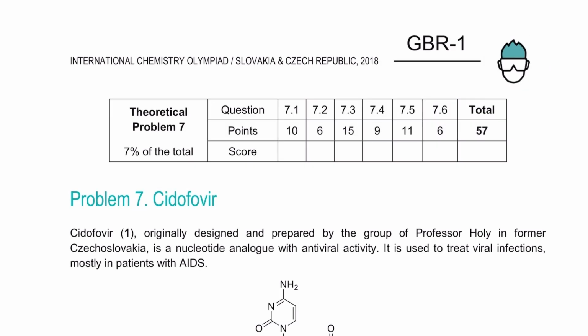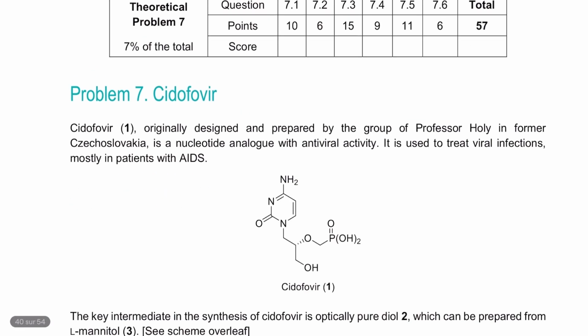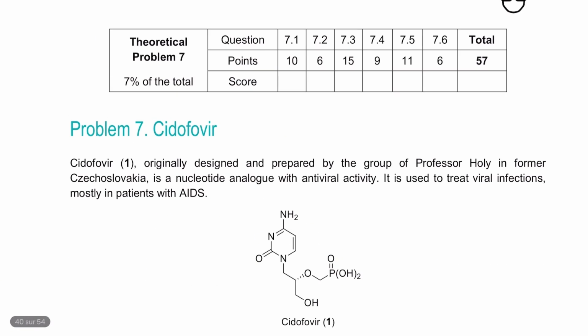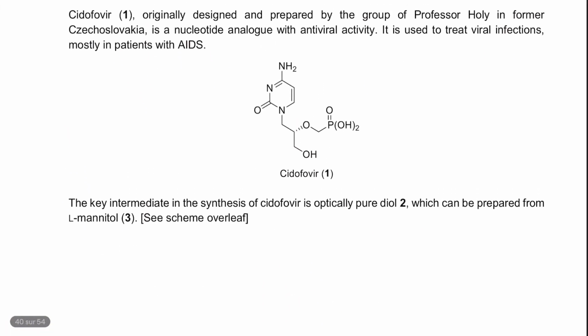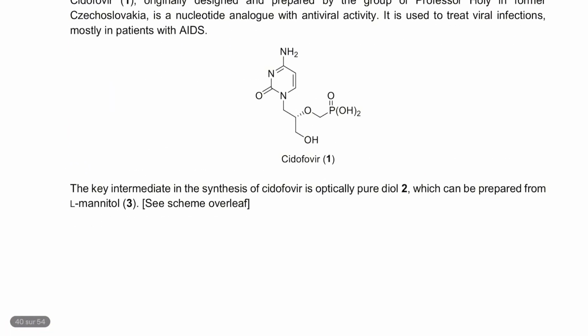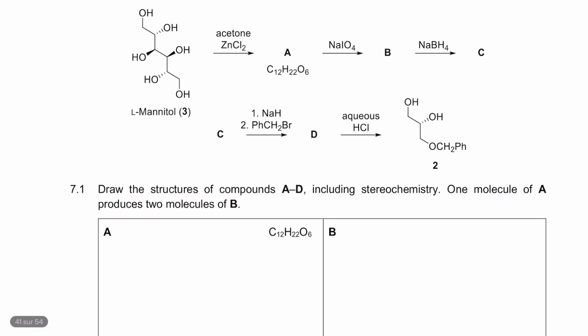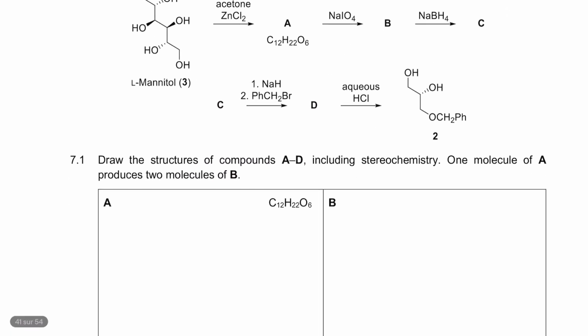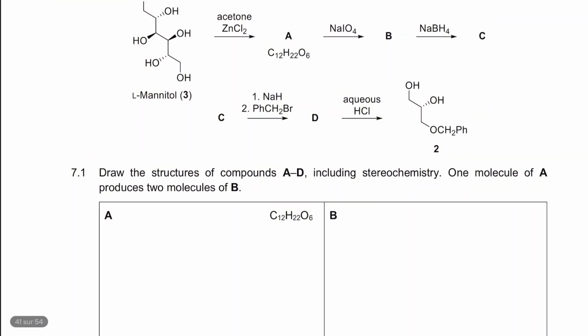But first, IChO 50, problem 7, Cidofovir. So, IChO 50 2018. Let's solve problem 7. Problem 7.1 asks us to draw from A to D, including stereochemistry. Only one molecule of A produces 2 molecules of B.